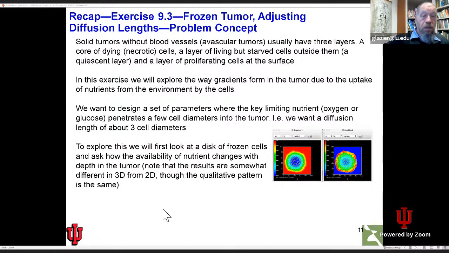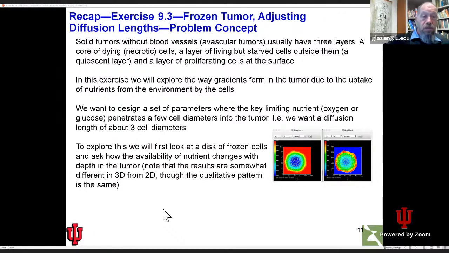At the center, you have a layer, a sphere of dying and dead cells, necrotic core. And that usually represents a substantial fraction of the volume of the tumor. Depending on the tumor type and the size of the tumor, it could be the vast majority of the volume, or it could be some fraction of it. Then there'll be a layer of cells that are not dead, but are sufficiently starved that they're not doing much. They're called quiescent cells. And then a relatively thin layer of proliferating cells at the surface.